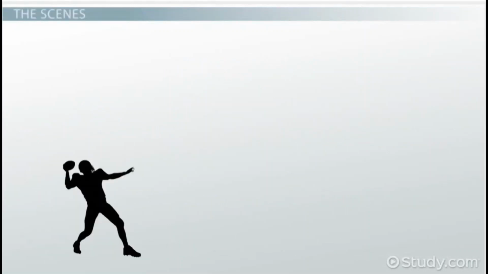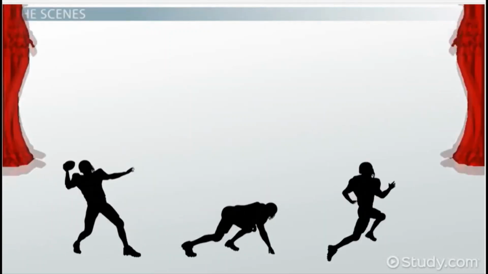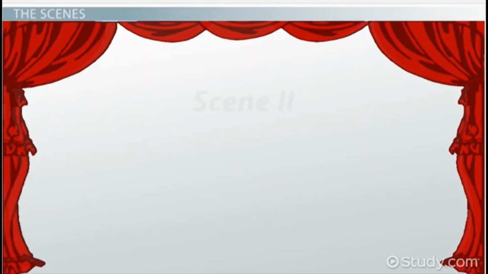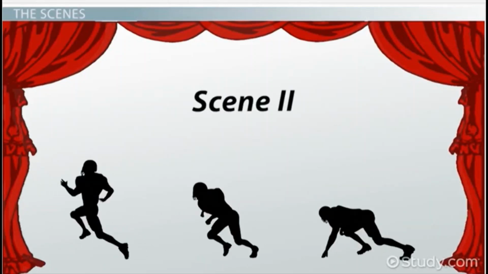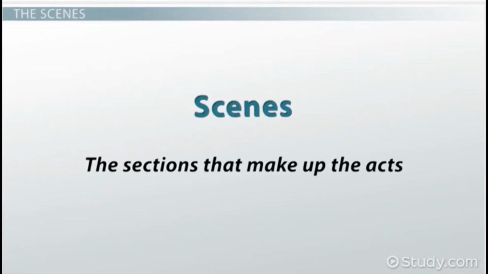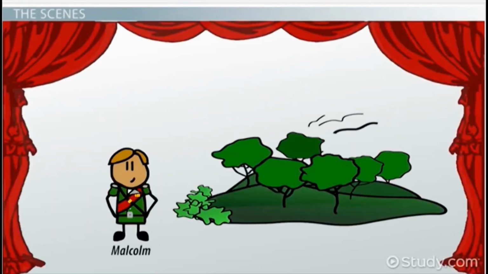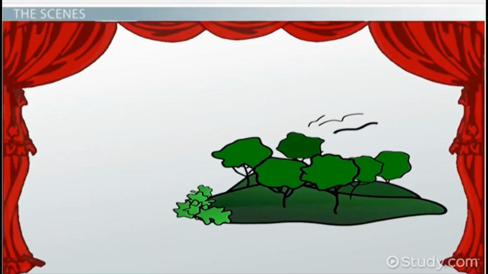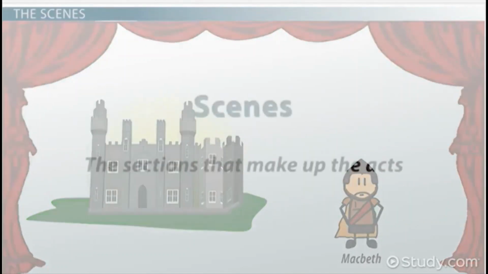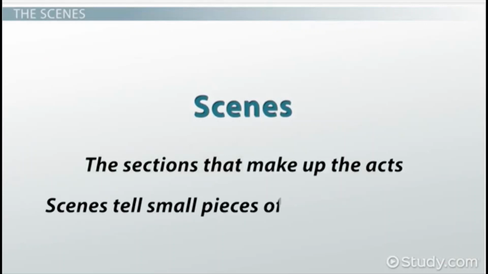Going back to our football analogy, within each quarter there are periods of time where the same players are on the field. When the drive ends, for whatever reason, the teams switch from offense to defense, and a mostly new set of players take the field. In a play, we call these scenes. Scenes are the sections that make up the acts. You know when scenes change because the set of characters on stage change, or the set might change to indicate that the characters are in a new place. Scenes tell small pieces of the overall story.